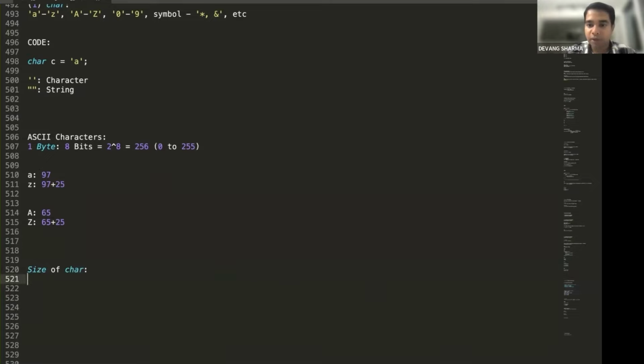Yes, 256 because that's the binary representation, 2 raised to the power 8. So that's why 2 raised to the power 8 is 256. Come on, guys. Question is, how much size does a character take? One byte, 2 byte, 1 byte, 2 byte. Anybody else who's yet to answer?